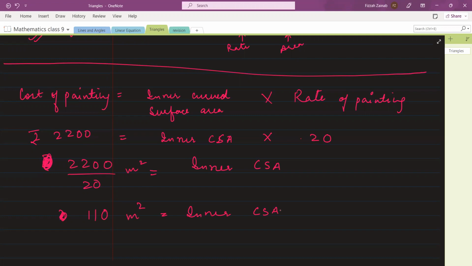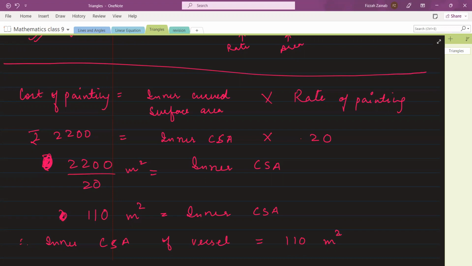So you have got the inner curved surface area. Is that okay? So therefore you can write inner CSA of vessel, that means the inner curved surface area of the vessel is 110 meter square. So far, any problem?